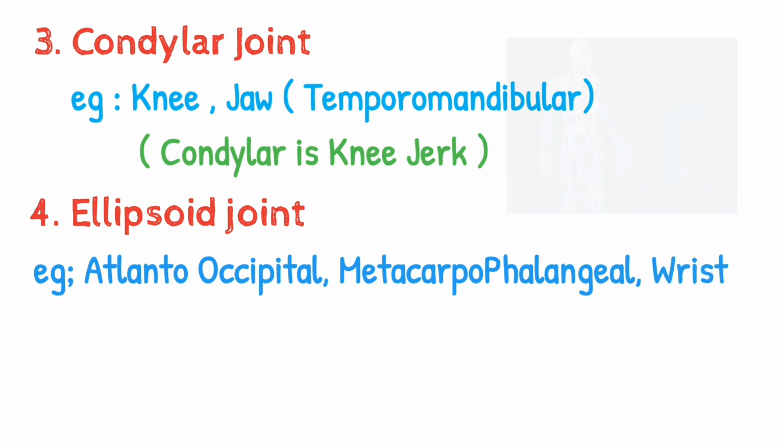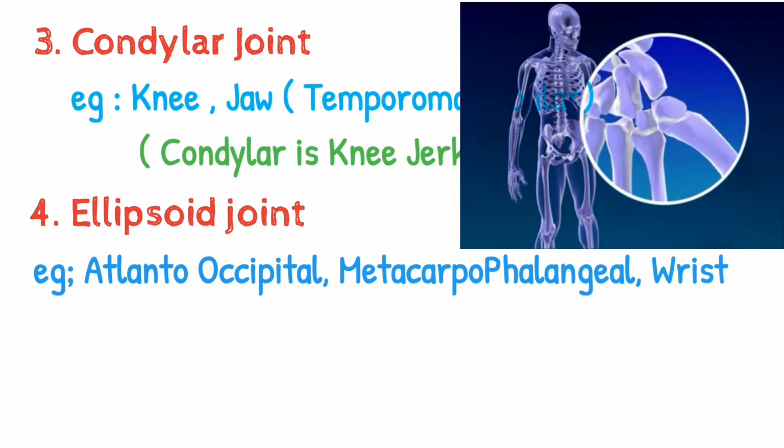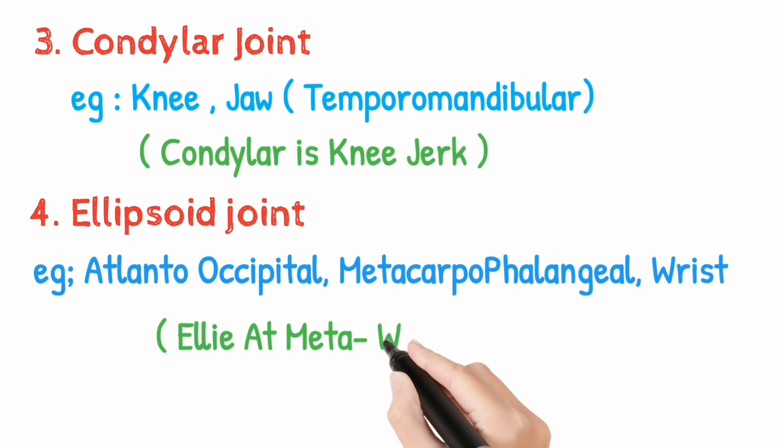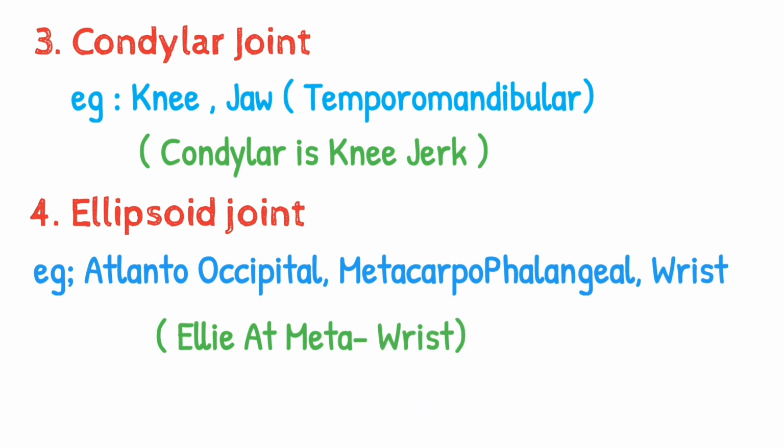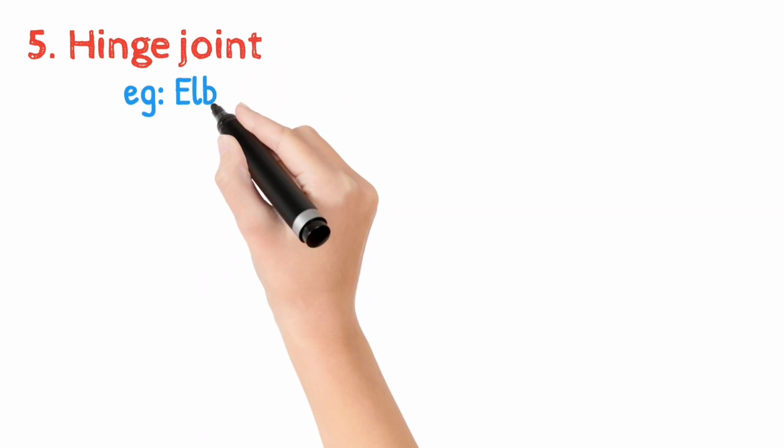Now, the ellipsoid joint. It is very similar to the condyloid joint except that it lacks axial rotation. Examples are atlanto-occipital, metacarpophalangeal and wrist joints. We can remember it through this mnemonic: LE at meta wrist cafe or restaurant, whatever we can call it. So LE for ellipsoid, at for atlanto-occipital, meta for metacarpophalangeal and wrist for wrist joint.